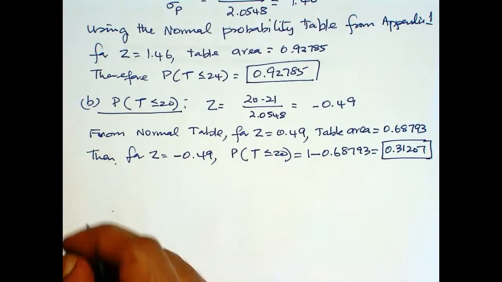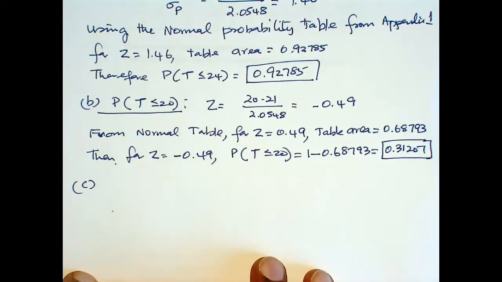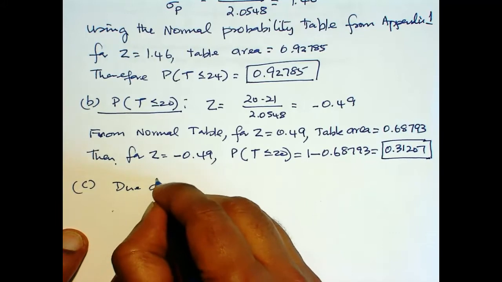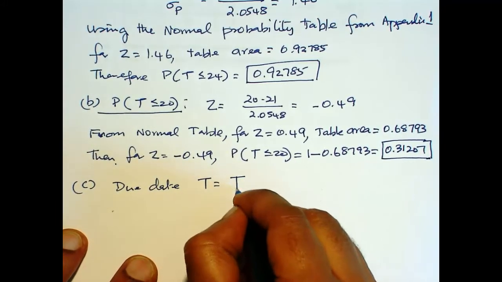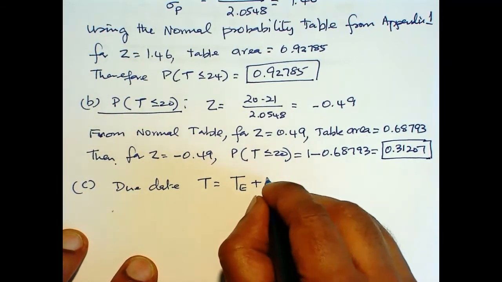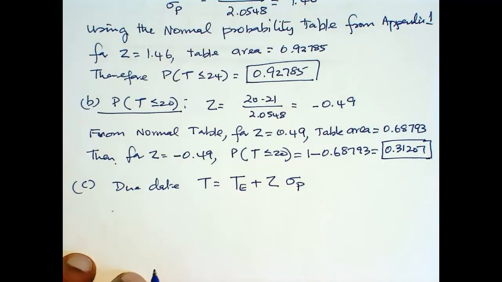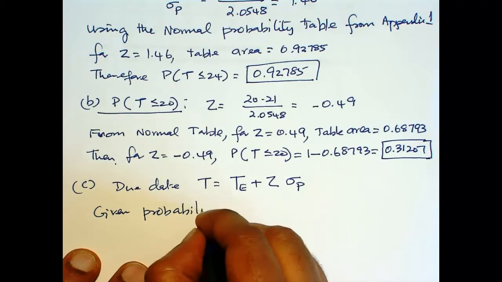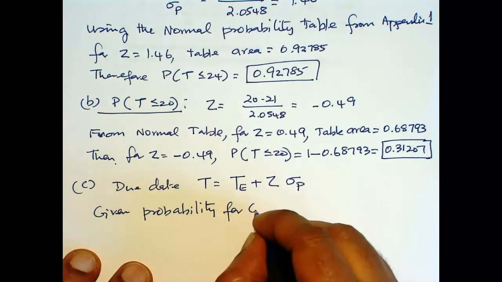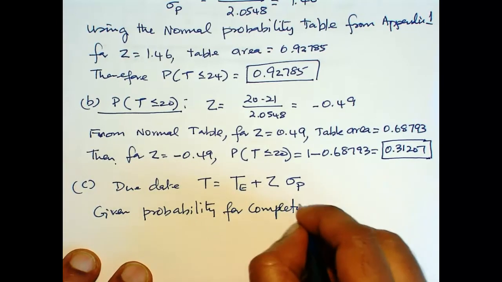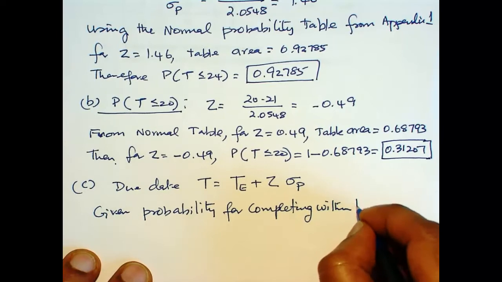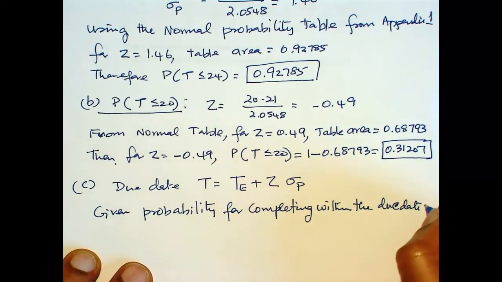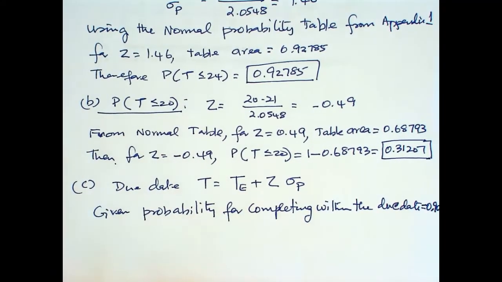Okay. So finally, C, we are given a probability and we want the due date. So remember, the due date formula is T sub E plus Z times sigma sub P. So given probability for completing within the due date equal to 0.9. So we have 90% chance.